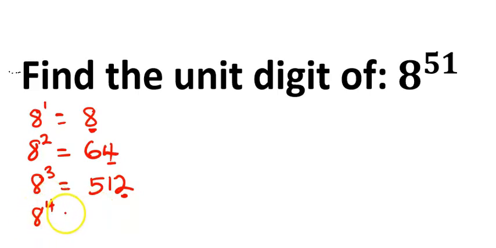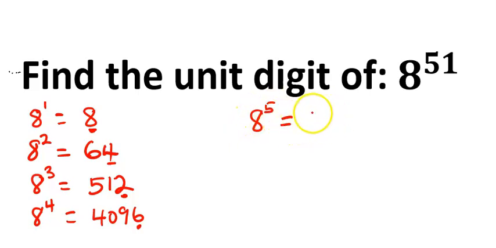8 raised to the power 4 is 4096. The unit digit is 6. So let's move to 8 raised to the power 5. 8 raised to the power 5 is given as 32768. Now let's check something. The unit digit for this is 8, the same as 8 raised to the power 1. The unit digit then continues with 4 cycles.